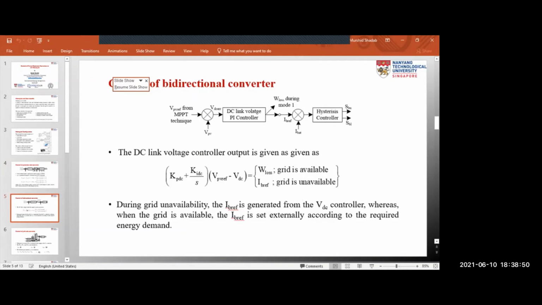When the grid is available, the output is taken as the loss component, and when the grid is not available, this component is taken as the battery reference current. So when the grid is not available, the excess power is fed to the battery, and if there is less power, then the battery will support the local loads. This reference battery current is compared with the sensed battery current and fed to the hysteresis controller. The hysteresis controller generates the switching pulses for the upper and lower switches of the bidirectional converter.